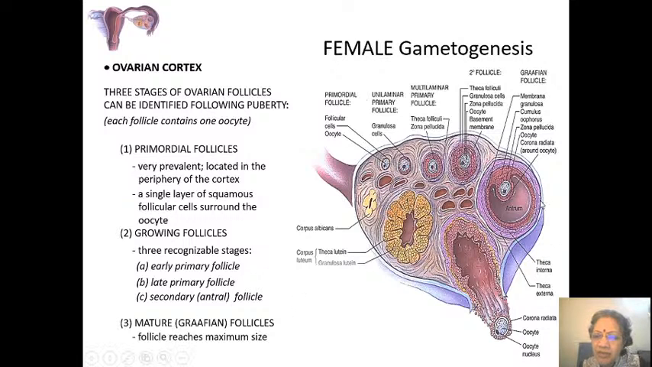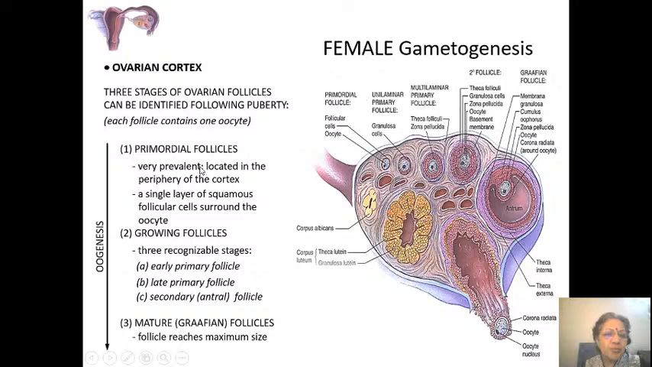Then this whole thing, with pressure from the fluid building up, at some point will burst and release its ovum with its bunch of cumulus oophorus cells, which is then called the corona radiata, because those cells are stuck on the outside of the zona pellucida. They seem to be radiating from it. So that was a name that is given.